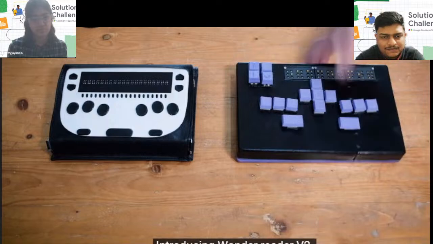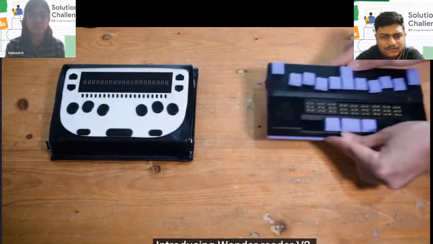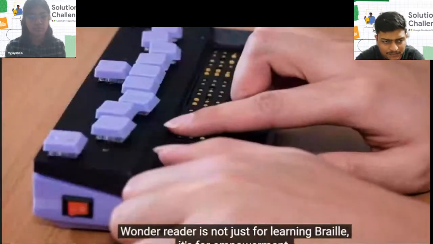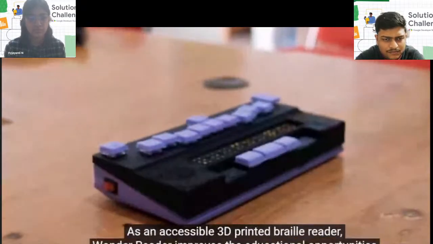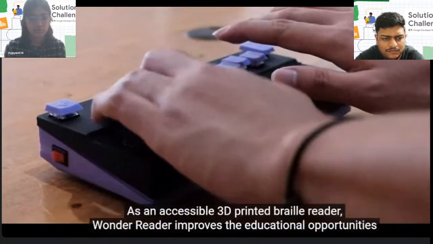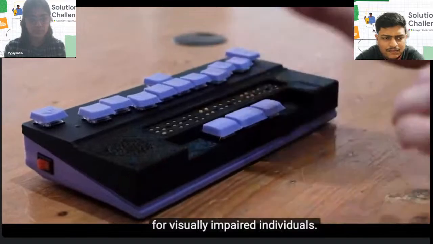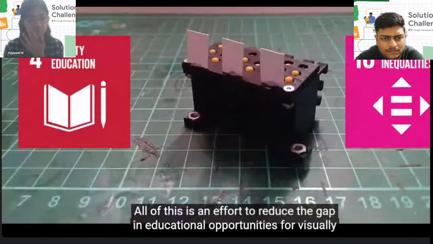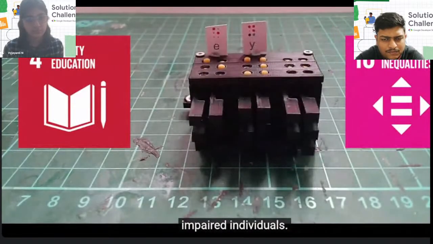Introducing Wonder Reader V2. Wonder Reader is not just for learning Braille, it's for empowerment. As an accessible 3D printed Braille reader, Wonder Reader improves the educational opportunities for visually impaired individuals. All of this is an effort to reduce the gap in educational opportunities for visually impaired individuals.